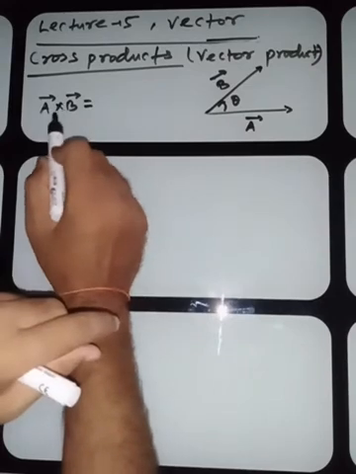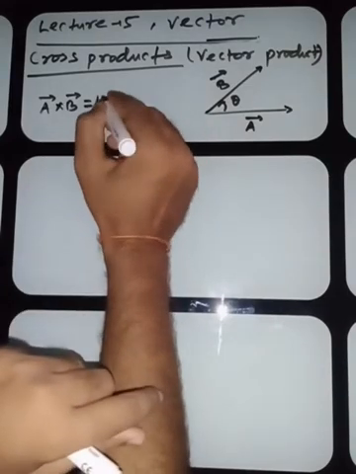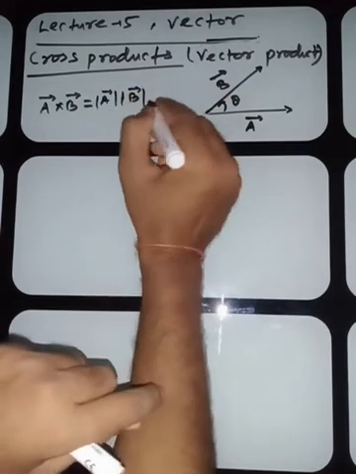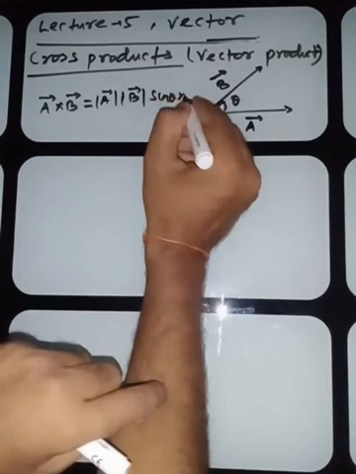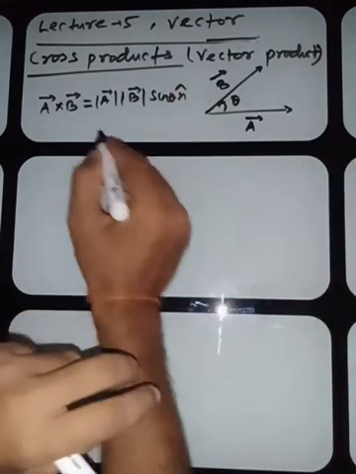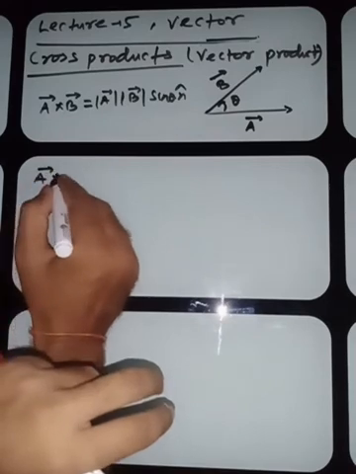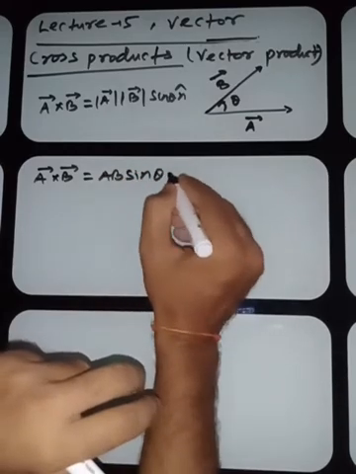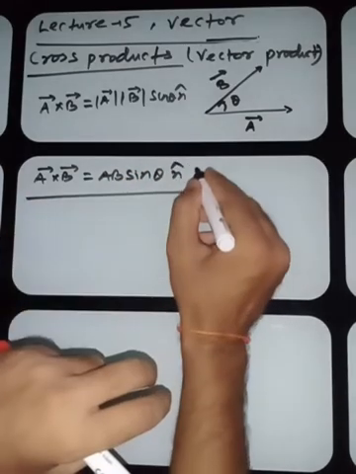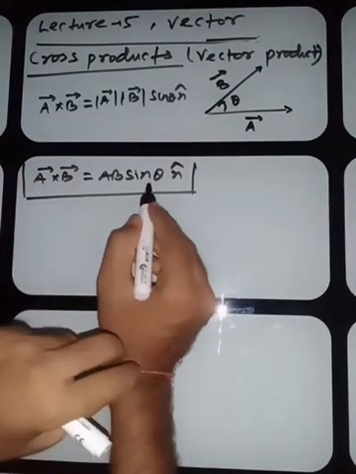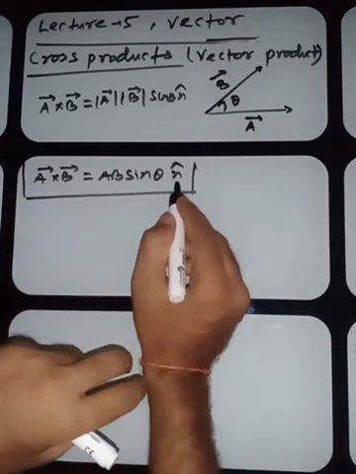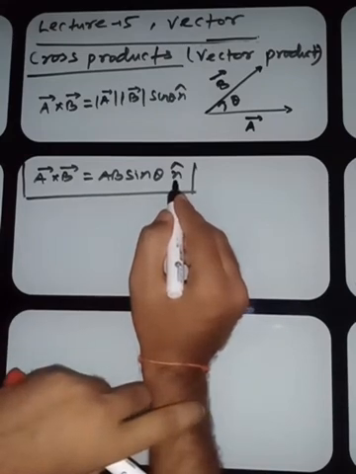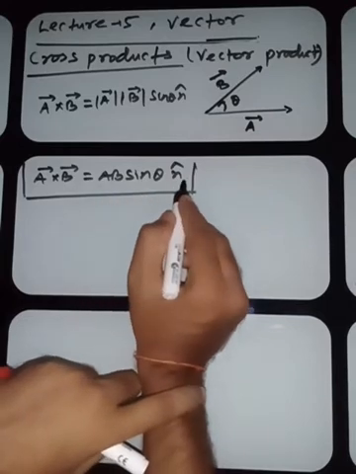Now, A cross B is written as, this is a definition: the cross product of two vectors can be written as the product of the magnitude of A, the magnitude of B, and the sine of angle theta with a unit vector n. This can be written as A cross B equals AB sine theta n cap. Now, my dear student, you can see AB sine theta is the magnitude, and this n cap is the direction, that is the unit vector, which makes this entire value a vector quantity.